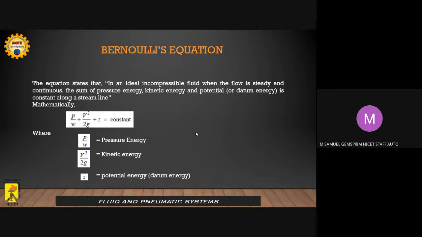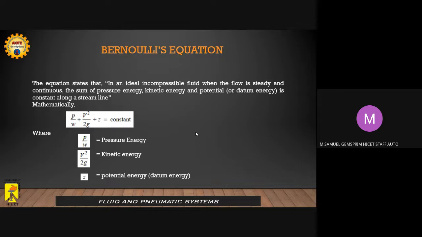Things based on flow. One is that the flow is steady flow. Steady flow in the sense that there won't be any velocity variations with respect to time. Okay, with respect to time, there won't be any velocity variation. That is the meaning of steady flow.